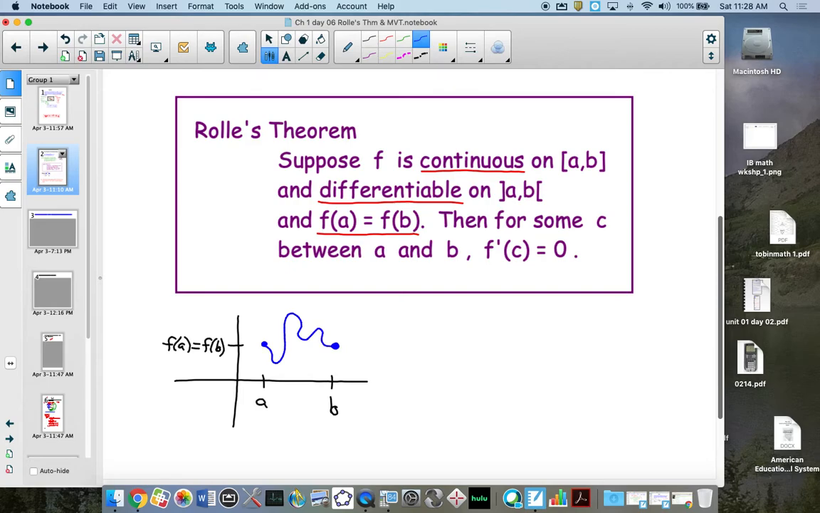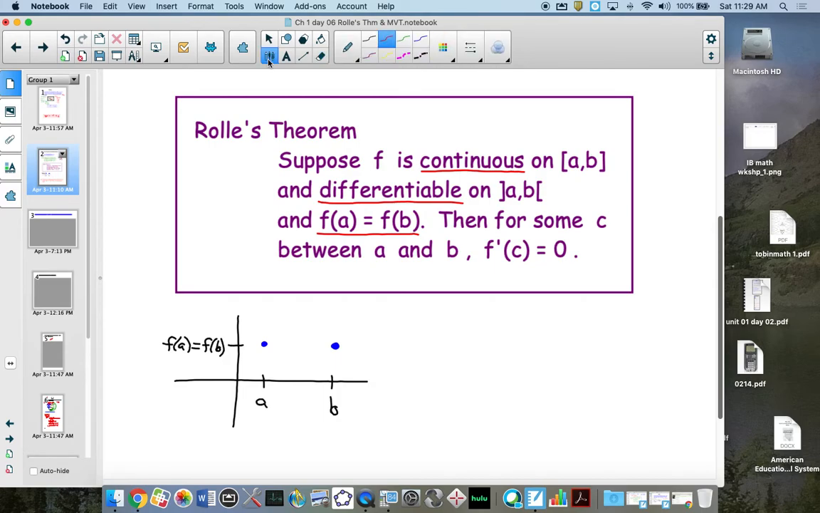Now notice here, on this example, the derivative is 0 there, and there, and there, and there, and maybe at the end. So this theorem is not saying there's only one spot C between A and B, but it's saying there's at least one, there exists one. So in this example, there's several values that C could be. There's 4 different values. On the other hand, let's draw another example.